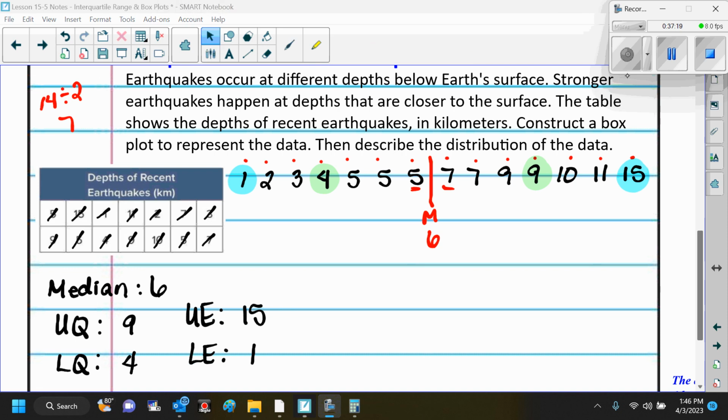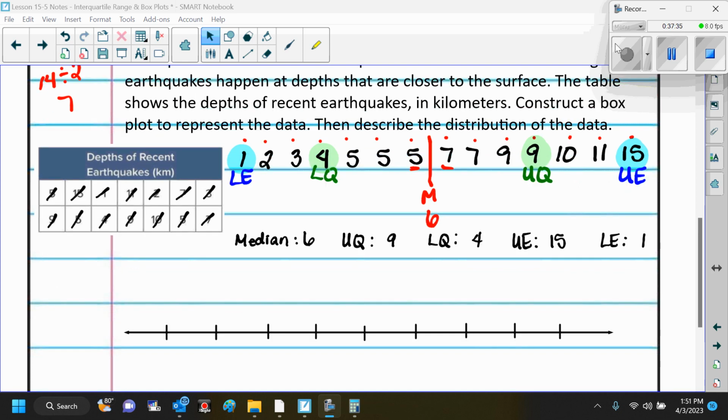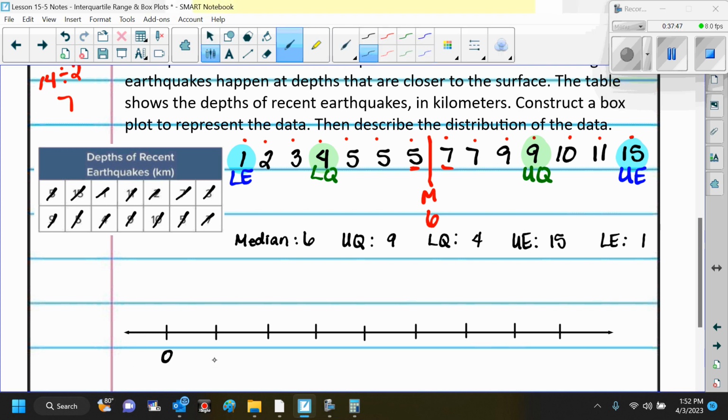So now we have to decide what we're going to count by. Okay? So we've got from 1 to 15. How about if we count by twos? Let's see how that works. All right, so now I've got all my stuff organized. Now we can put our information on our number line. Okay, so like I said, we're going to count by twos. So we've got 0, 2, 4, 6, 8, 10, 12, 14, 16.